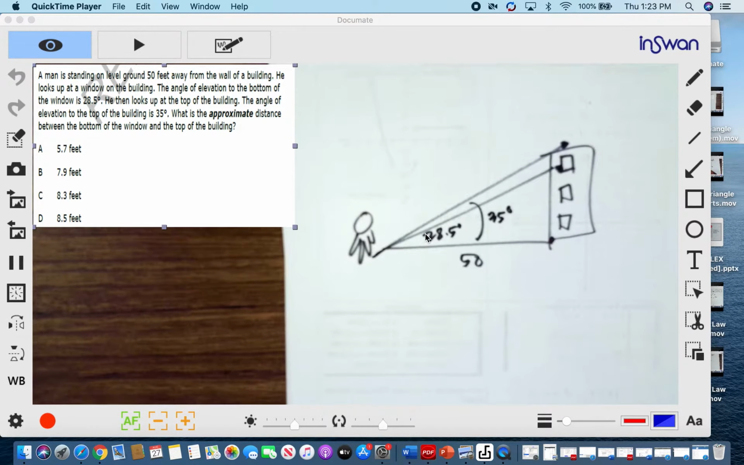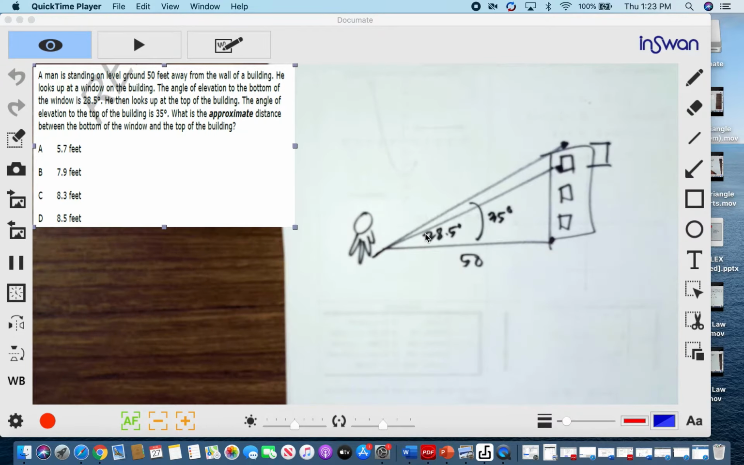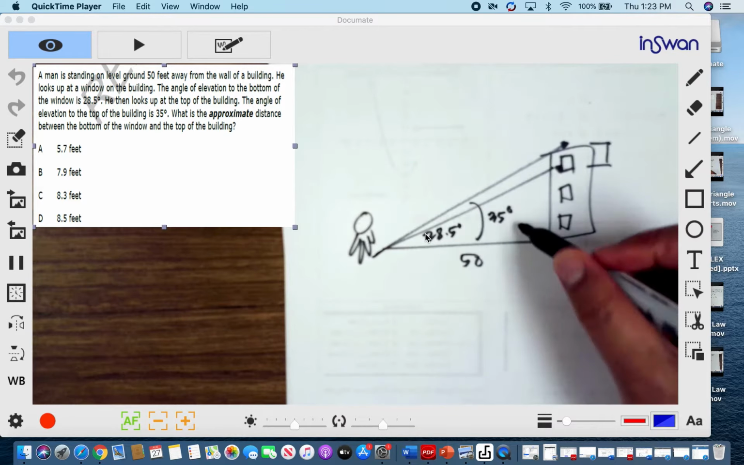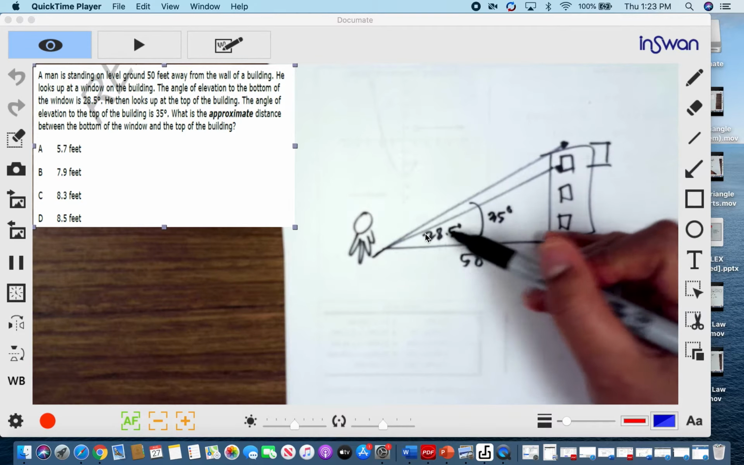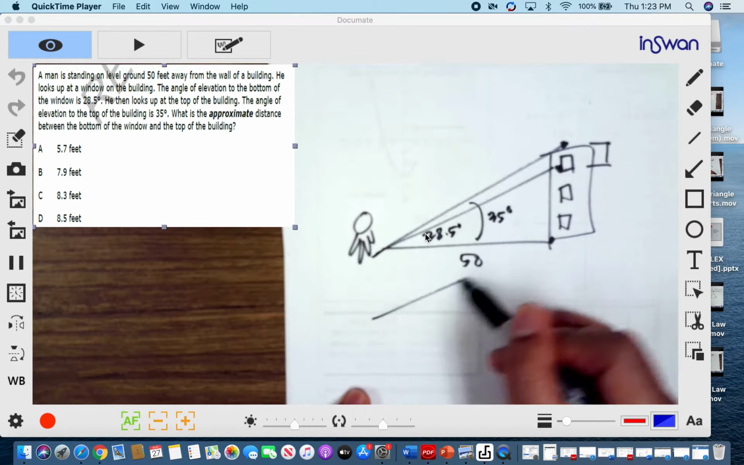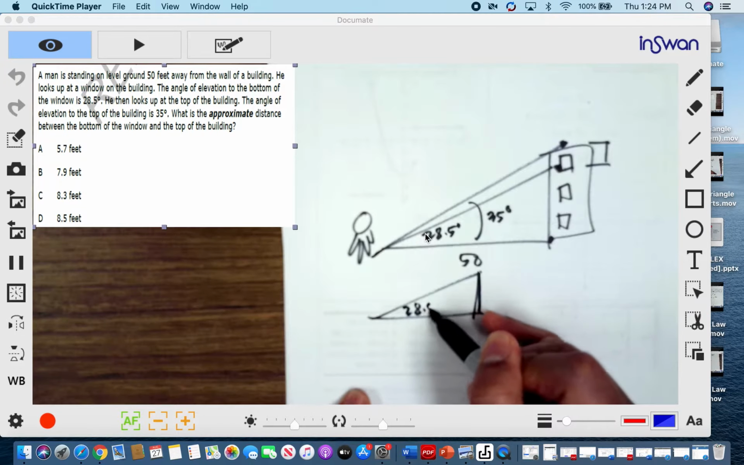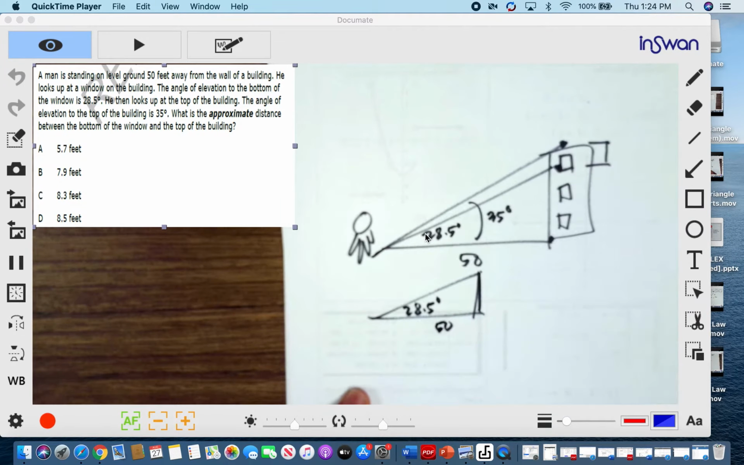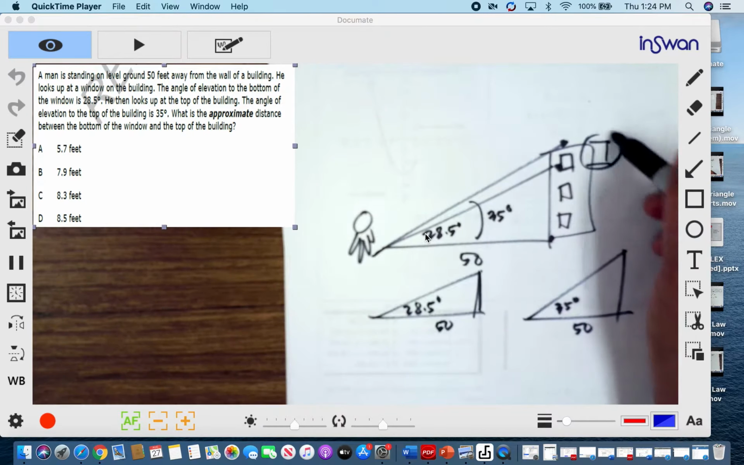Now, the problem is asking us to find the distance between the top of the building and the bottom of the window. Okay? So, if you're going to notice, there are two triangles involved. The smaller triangle with an angle of 28.5, so it looks like this. Of course, this is 50. And the bigger triangle with an angle of 35 degrees, and this is 50. But I only want this part.